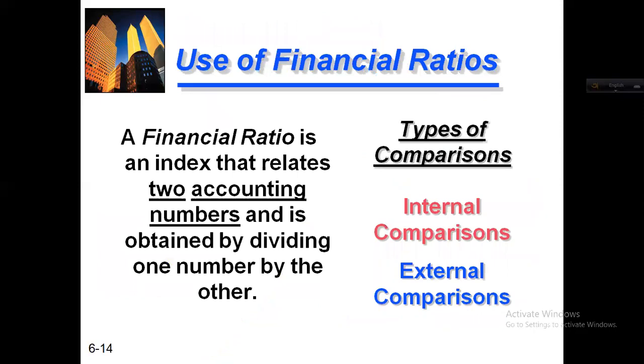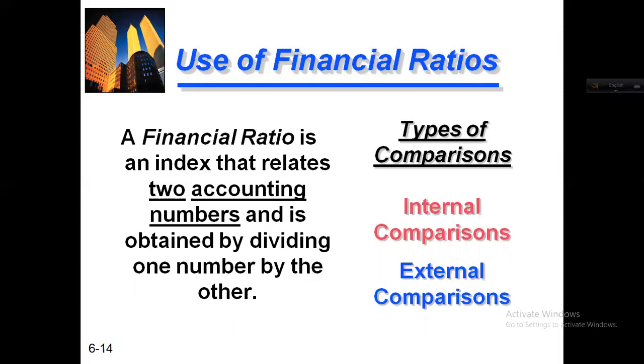So, the use of financial ratios. A financial ratio is an index that relates two accounting numbers and is obtained by dividing one number by the other number. So a ratio is a tool that analyzes the firm's financial condition and performance, we can say. It is the tool that divides one item by another item. And there are two types of comparison, internal comparison and external comparison.